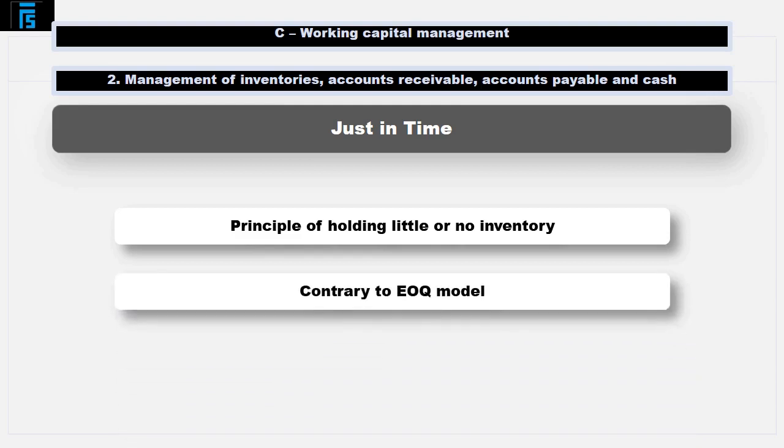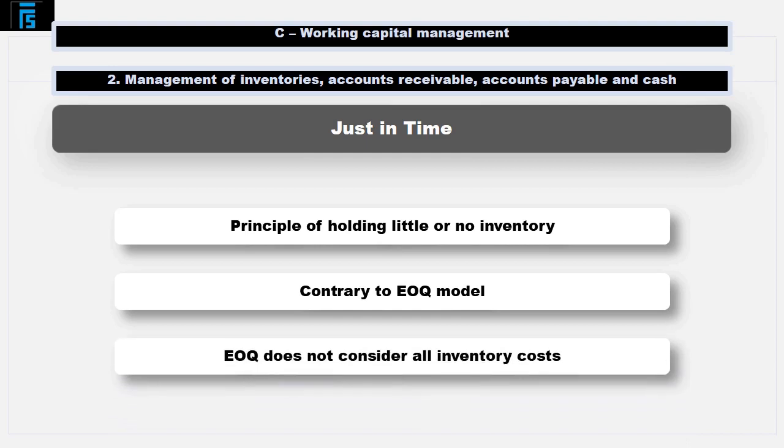This appears to be contrary to the EOQ model, as whilst holding costs will be very low, the company will need to place lots of orders for small quantities and will, as a consequence, incur high ordering costs. Supporters of JIT would refute this and would argue that the EOQ does not consider all of the costs associated with inventory.